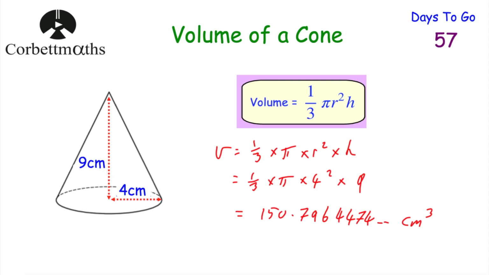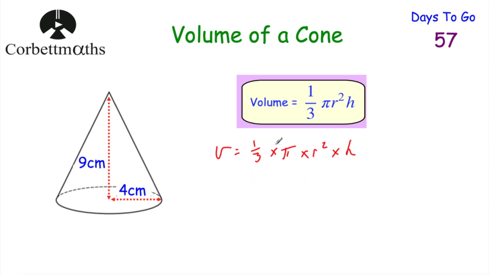Now, if I was doing this question as a non-calculator question, what I would do is start off with the first step, writing down the volume is equal to 1/3 multiplied by pi r squared multiplied by the height. I would then substitute in the values like I've done before.